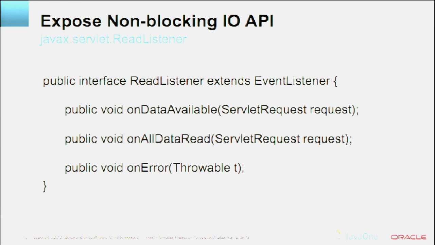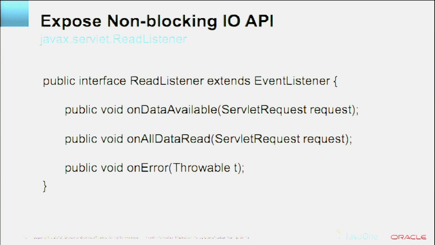Then inside this method, you can do the processing of the data that is coming, and when you get to a point where you cannot read, you stop and exit the method. And if data is available again, then this method will be called again, onDataAvailable.